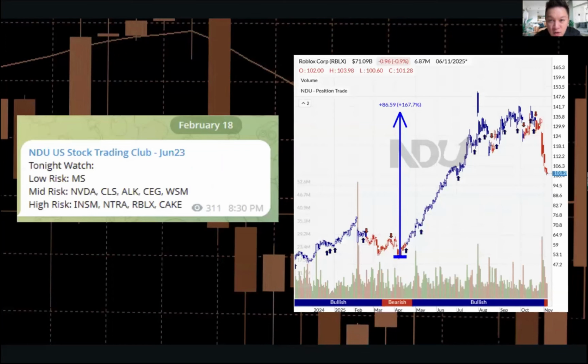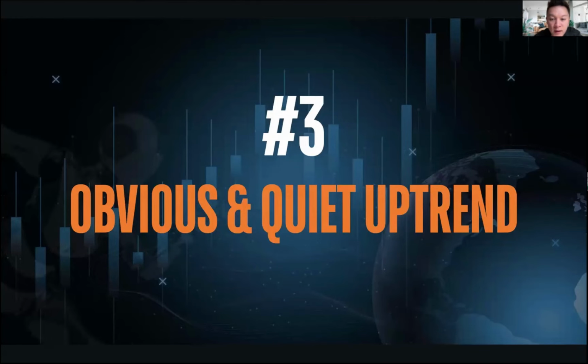And short-term strategy, if you notice, some of these short-term stocks, Roblox, all these other short-term trades. The next thing is this thing called obvious and quiet uptrend. These are actually the best stocks that we want to see. So basically we have short-term, mid-term, long-term trades, and then we have this obvious and quiet uptrend, which is the best small cap stocks, and then small and mid cap. So we have the best mega cap, and then we have the best small mid cap.